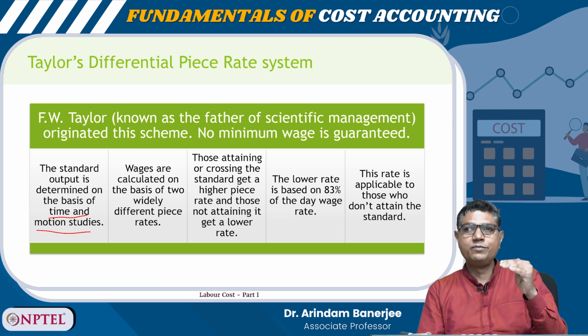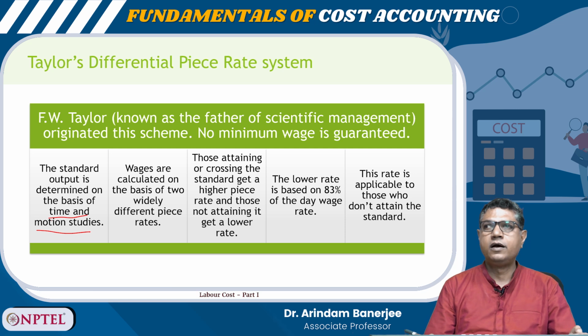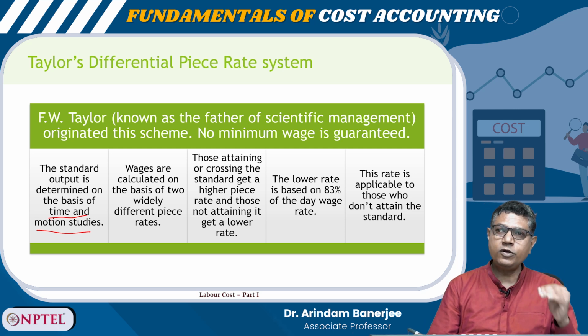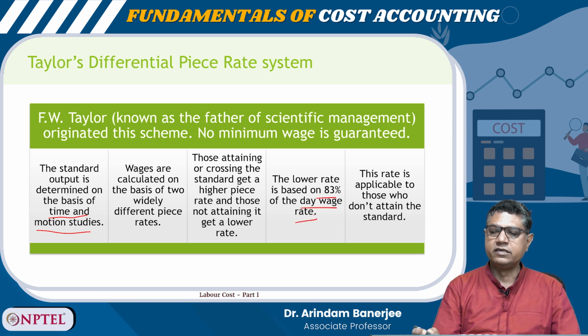So, under this system, he created two strata. One is those who are performing well and those who are not performing well. Now, those who are not performing well, they will get 83% of the day wage rate.